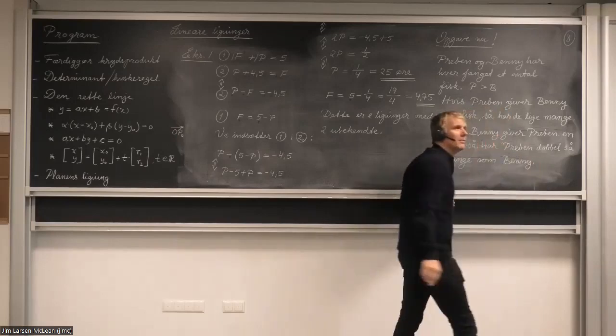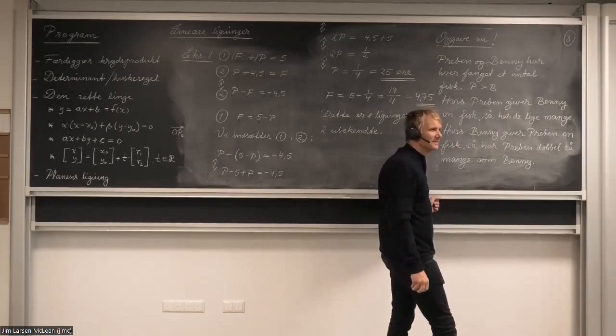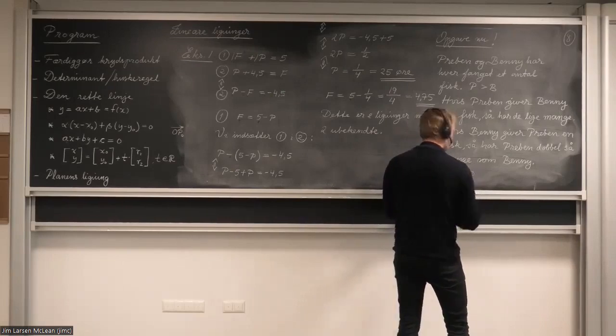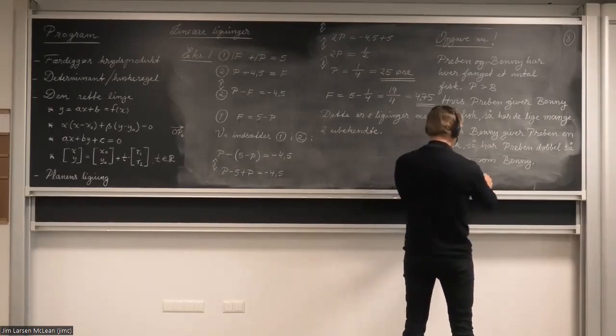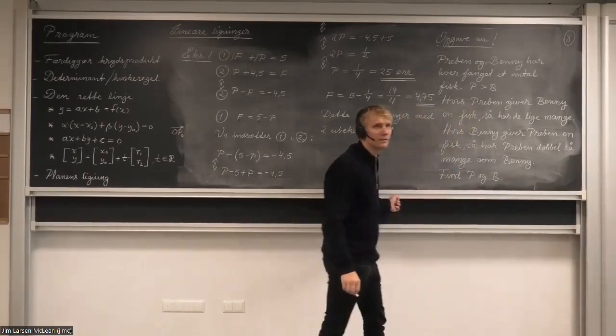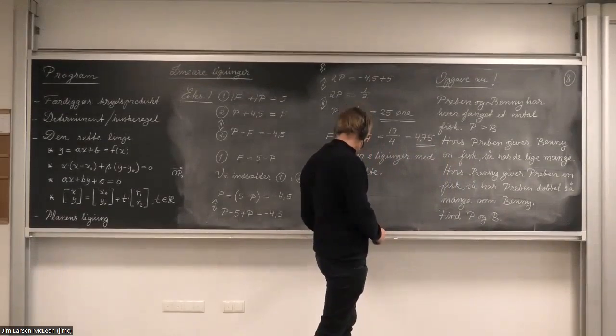And you need to figure out how many fish you have caught. To start with, go on then. Find P, which is the number of fish Preben has caught, and find B, which is the number of fish Benny has caught. Go ahead, try to solve it. I'll walk around and help if anyone needs assistance.